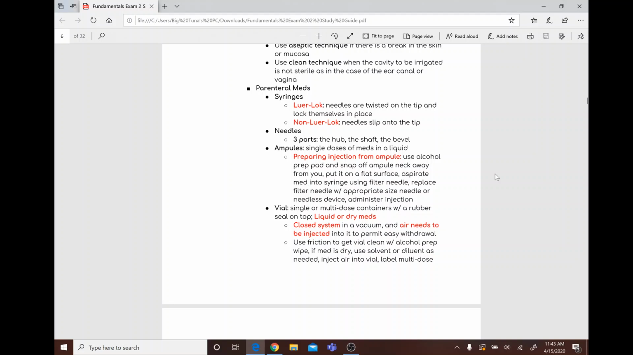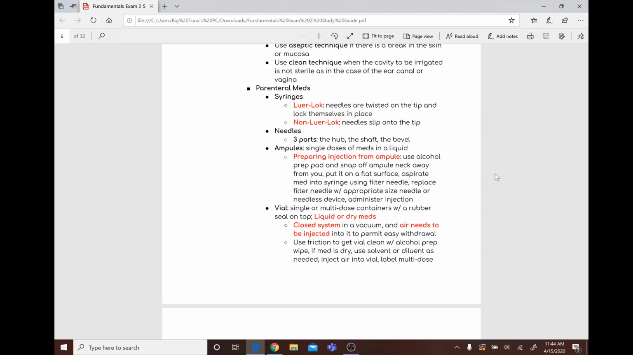So to prepare an injection from the ampule, I'm going to use an alcohol prep pad and snap off the ampule neck away from you. Put it on a flat surface. Aspirate the med into the syringe using a filter needle. Replace the filter needle with an appropriate size needle, and then administer the injection.